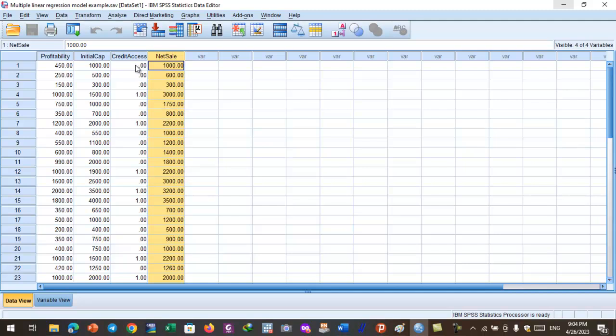continuous, but credit access is the variable that consisted the data which was asked from the respondent, whether or not the enterprise that they are owning accessed credit or not. So it is a categorical variable.